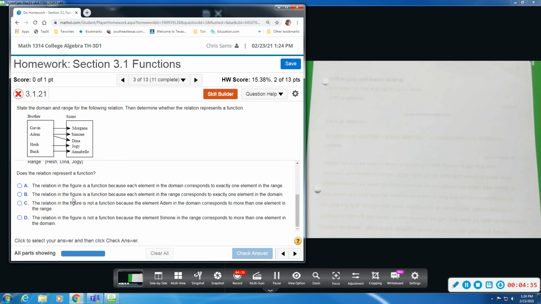A and B say it is a function, so out of C and D, because we say it's not, it says it's not a function because the element Adam in the domain corresponds to more than one element. And here is the definition of what it means not to be a function.